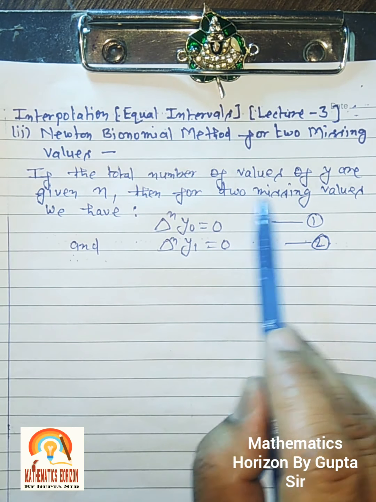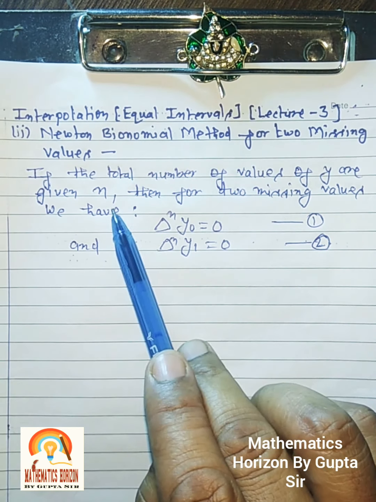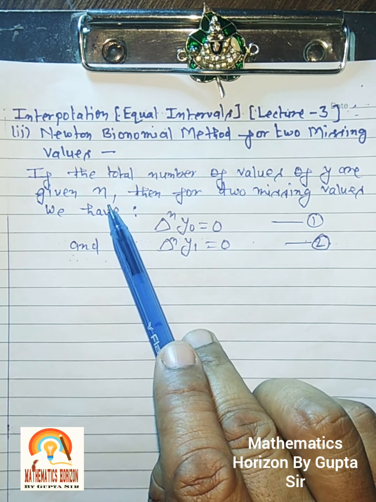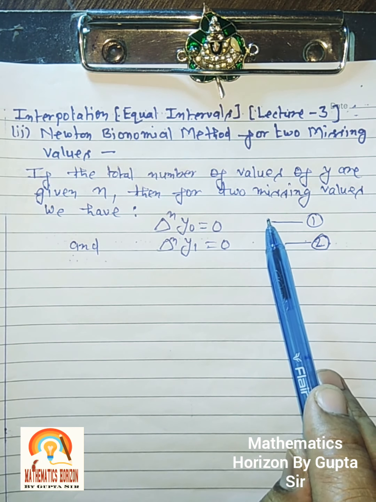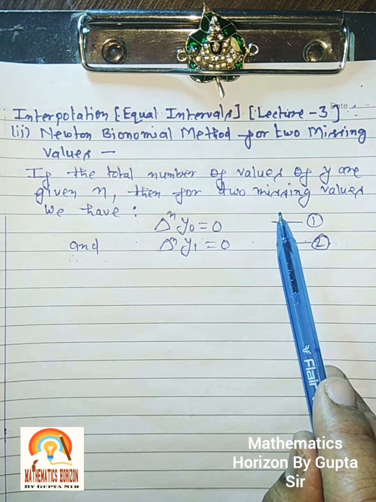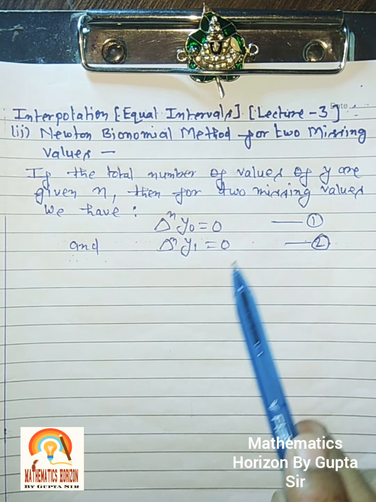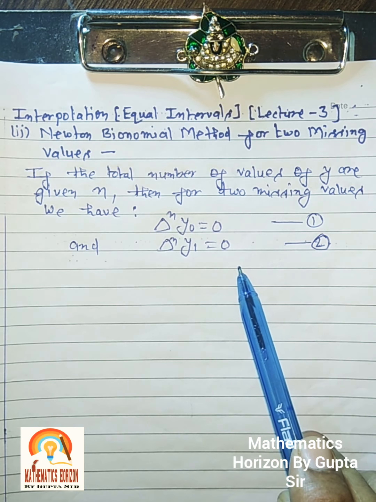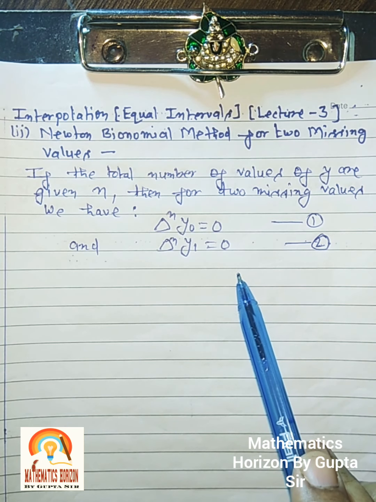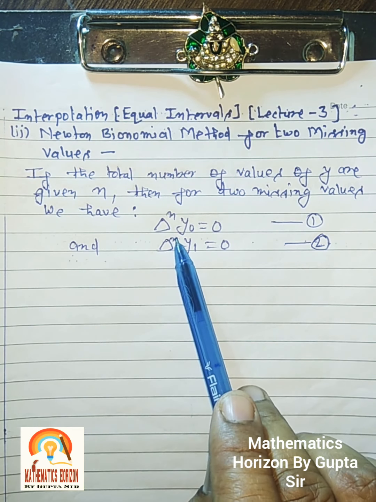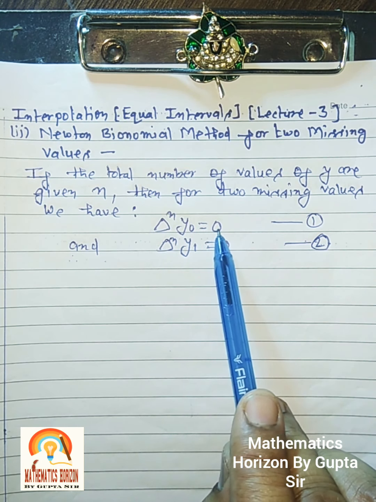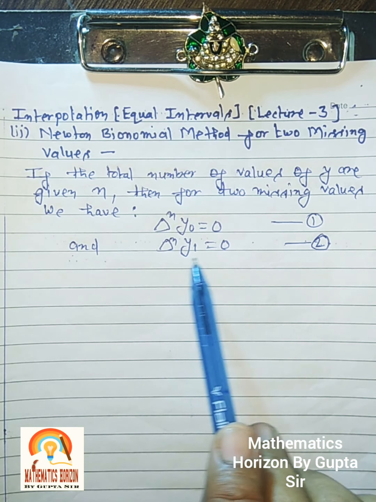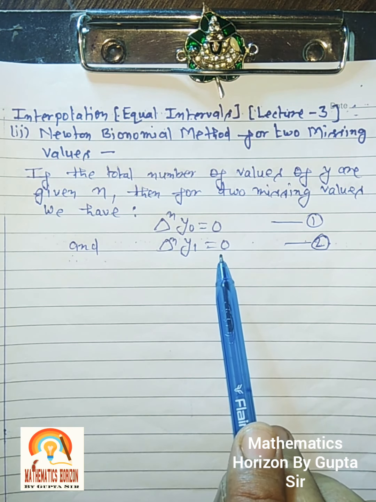Here the total given values of y are n, and two values are missing, which means we have to find the values of two unknowns. Two unknowns means you require two equations. The number of equations must be equal to the number of unknowns for getting a unique solution. Here, from the binomial method, the first equation is del n y0 equal to 0, and the second equation is del n y1 equal to 0.